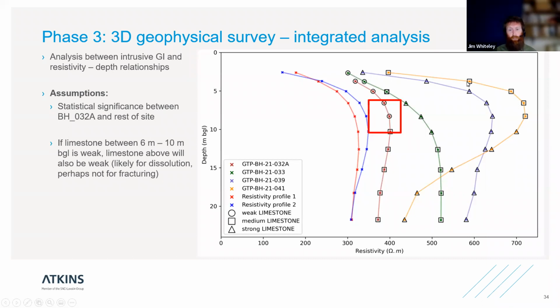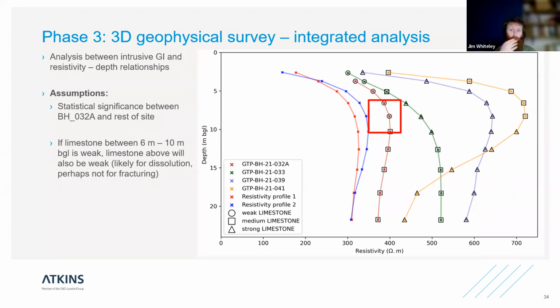So we had to make a couple of assumptions in our analysis. And what we said was, okay, we're going to assume that for the borehole in the north, which has got the weakest limestones recorded, there's some sort of statistical significance between the resistivity values at that point and the rest of the site. And what we mean by that is that where we're seeing weak limestones showing low resistivity, that is a relationship that holds true across the site. So that's the first major assumption we're making.